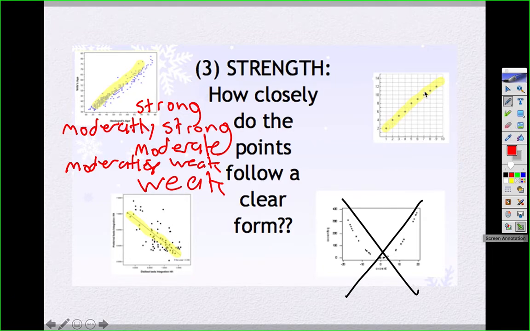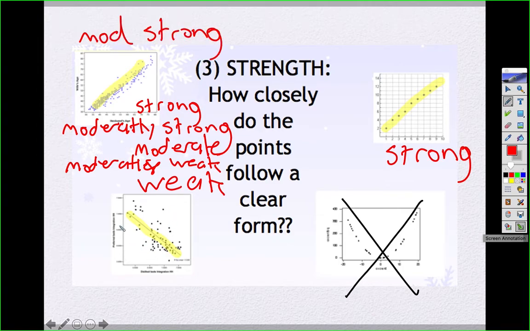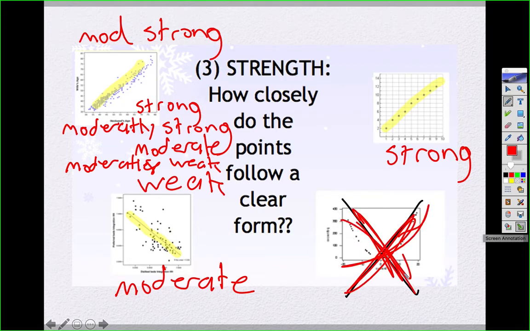Over here, these points look very, very strong, so I would call it a strong strength. Here, they are still quite strong, but I still see some floaters, so this would be moderately strong. Here it is negative, but that has nothing to do with the strength. There are some floating points. You can sort of see the line, so I would say moderate. Don't worry about curved. We really won't get to strength if the data is not linear. Linear data is what we're working with this chapter. So form, outliers, direction, strength.